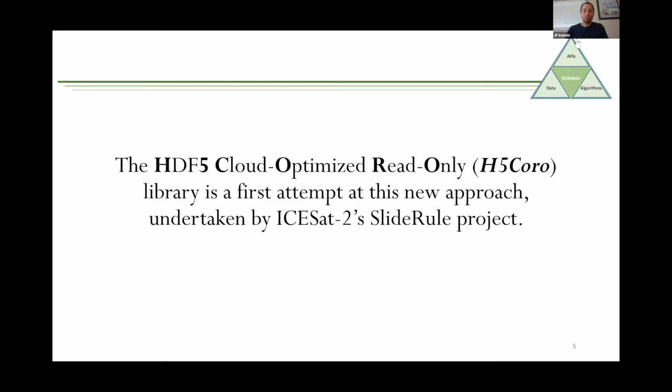So what we decided to do was ask, what if we change the library? And that's what H5Coro is. On our project, ICESat-2 SlideRule, ICESat-2 is the mission out of NASA and SlideRule is the software project, we developed an alternative library for accessing H5 data specifically stored in the cloud.